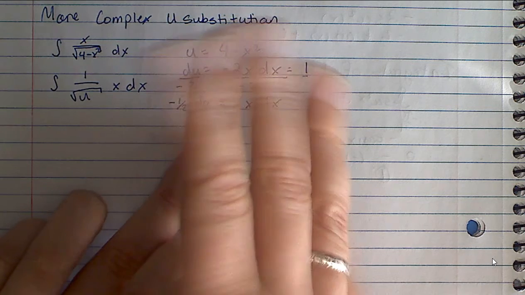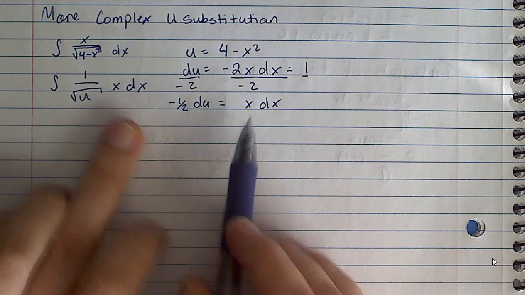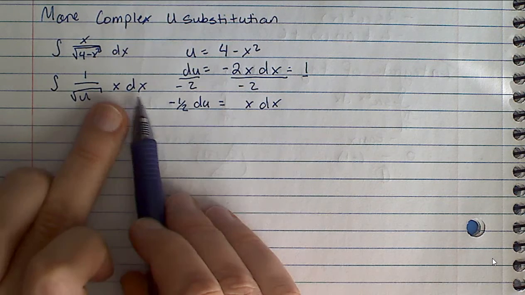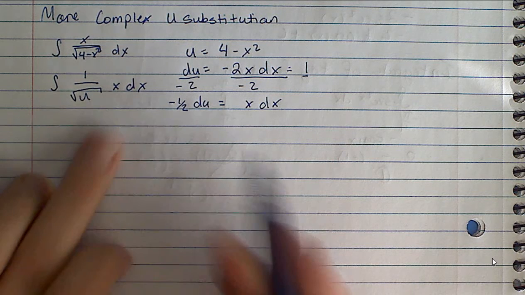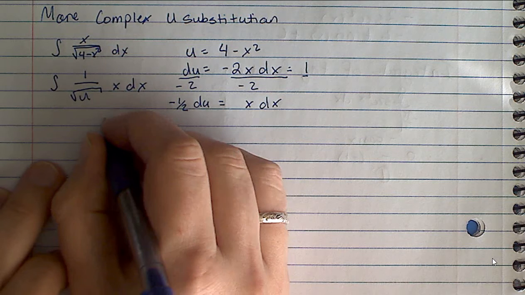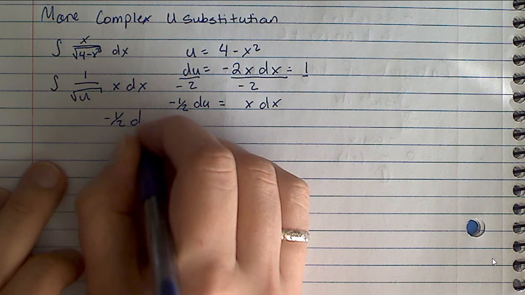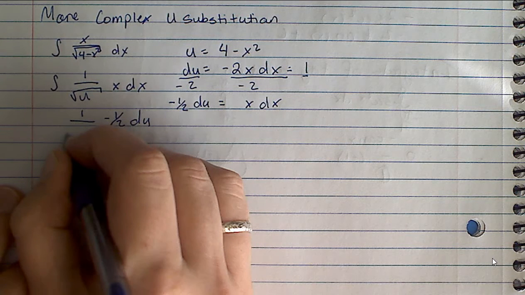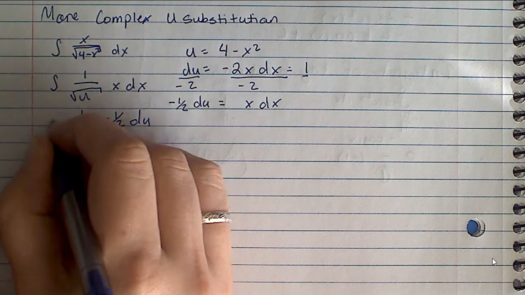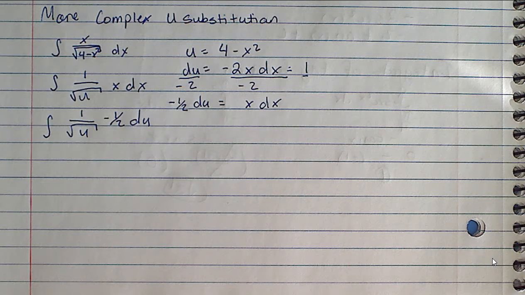Little tiny bit. So when I'm substituting in an x dx, because that's what I have, I'm not going to put all of du, I'm going to put negative 1/2 du where x dx went, and then I've got 1 over the square root of u. Kind of, sort of? Yeah.